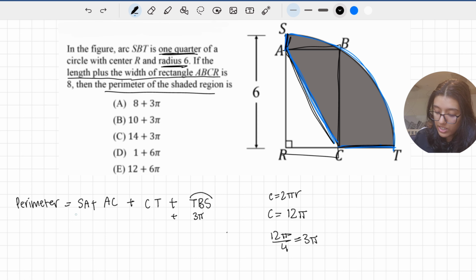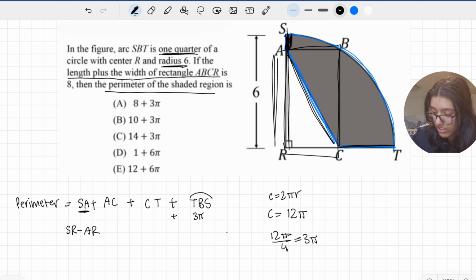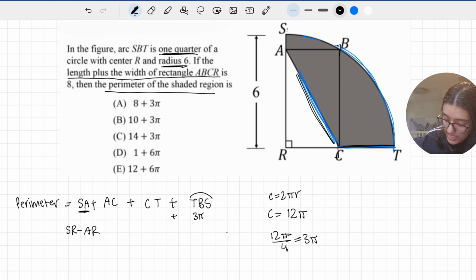Well, let's make SA into a form where we know the numbers for that form. That's a lot to say, but let's see what we're going to do. Looking at the figure, very basic, we know SA is nothing but SR minus AR. SA over here is nothing but SR minus AR. Okay, now let me clear this a little bit more. Alright, so this is SA.